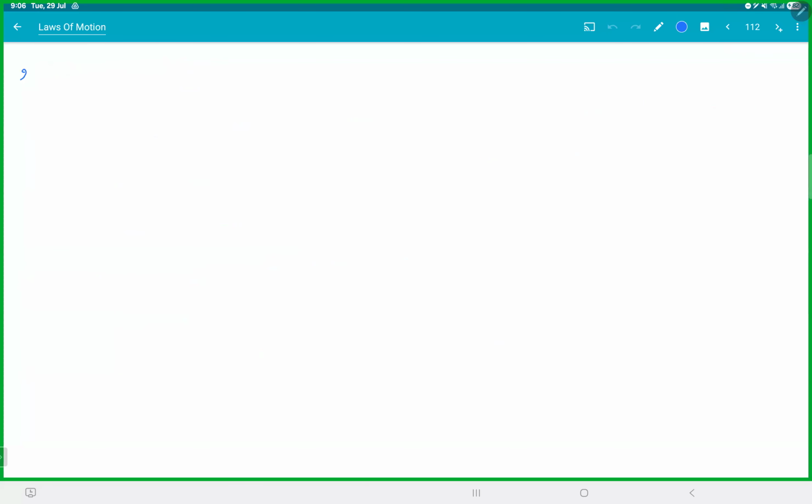Let's start off with some easy ones and then we'll slowly bump up. So we have two blocks, M and 2M, and you're applying a force F. Floor is smooth. Find the acceleration and the normal reaction between them.